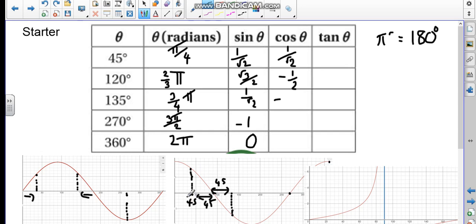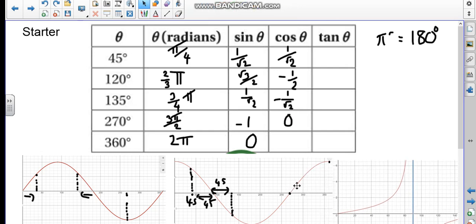So I should know that cos 45 is 1 over root 2, or root 2 over 2. So this is going to be the negative of that. So it's the negative of 1 over root 2, or root 2 over 2. So 270 is one of our key values. We've got 0, 90, 180, 270 is here, so that's going to be 0. And then 360 is another key value. Okay, it's where the graph cycle ends at 1.